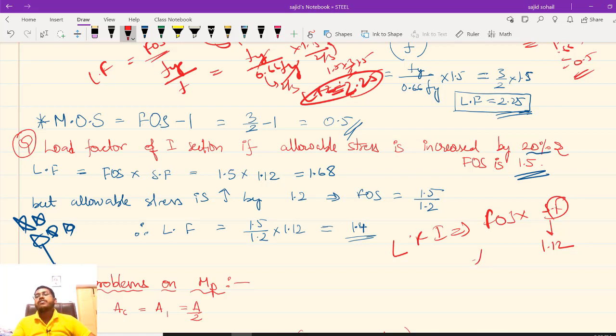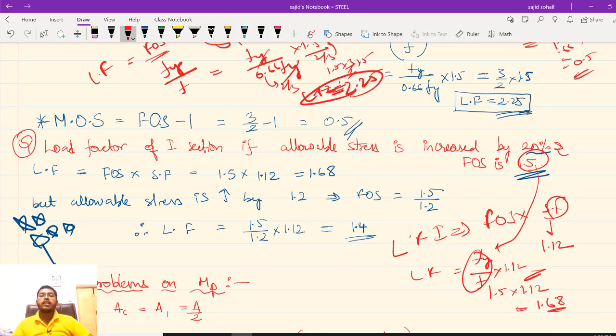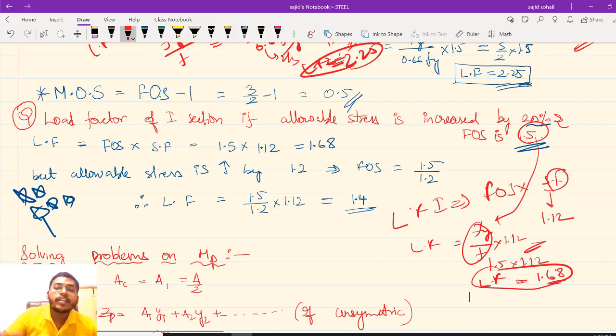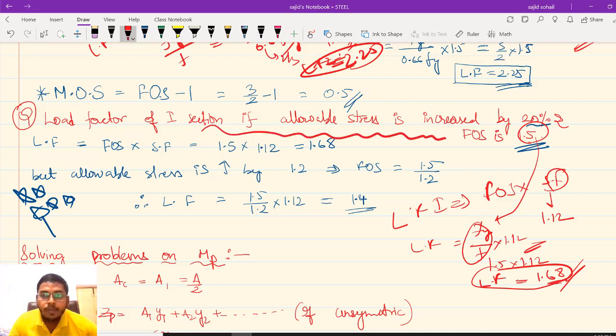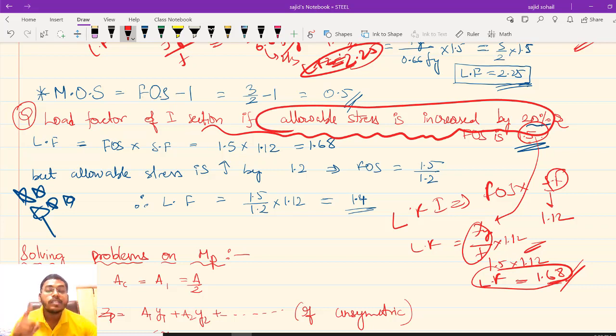So my load factor is Fy by F into 1.12. This is my answer. Okay, if factor of safety भी दे दिया है, he said 1.5 is the factor of safety, so 1.5 into 1.12 कर लेना, आपको क्या आ जाएगा? 1.68 आ जाएगा. This is your load factor. But question ये नहीं है, please be careful. If he had said what is the load factor of I section when factor of safety is 1.5, your answer is 1.68, perfect. But he is saying what is load factor of I section if allowable stress is increased by 20%. This is the question.